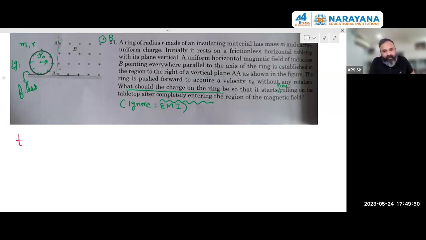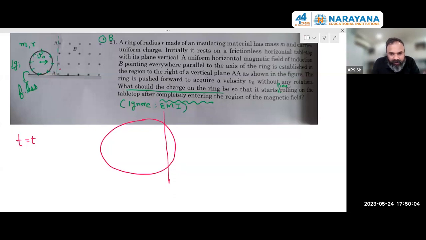Now let it enter. If it enters, I'll try to draw the picture at a general t equal to t. This is my ring. There's a portion of the ring which has entered the magnetic field, right? At this t, I am having a velocity v. This is my surface. My center of mass is having a velocity v. My angular velocity is omega. Remember, v is not equal to r omega yet.